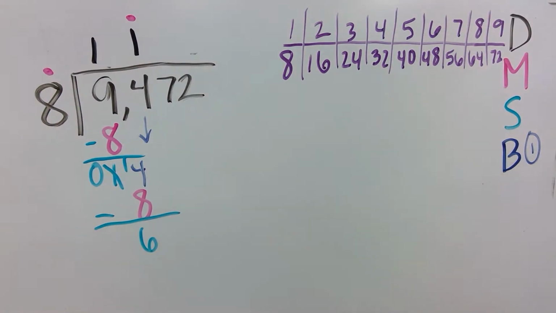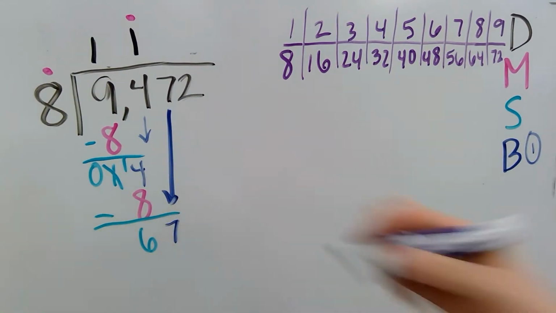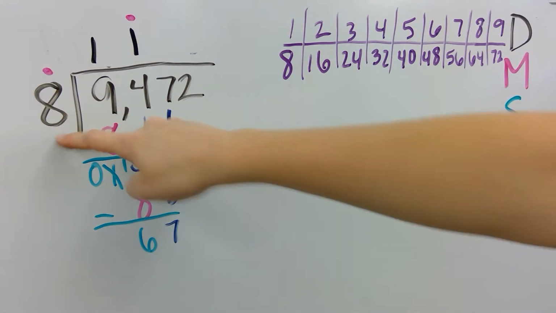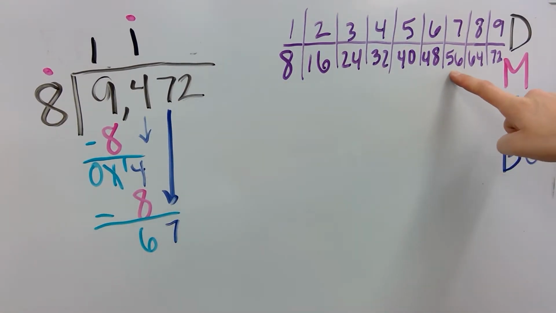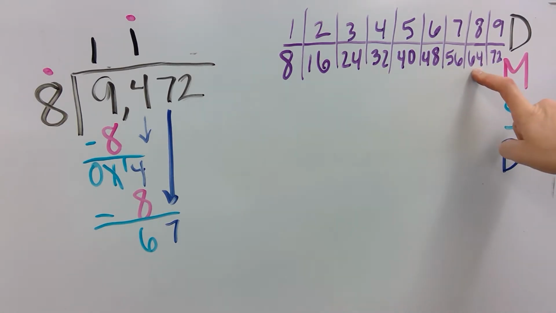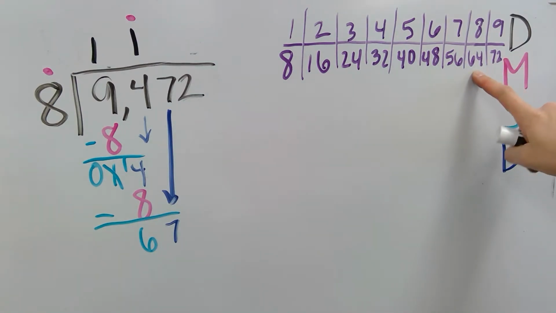And now that I have subtracted, I can bring down my 7. So I've got 67. I brought a number down, so I have to start all over, dividing again. So I'm asking, how many times can 8 go into 67 without going over? So I see 56, 64, 72. 72 is too much. 64 is as close as I can get without going over 67.